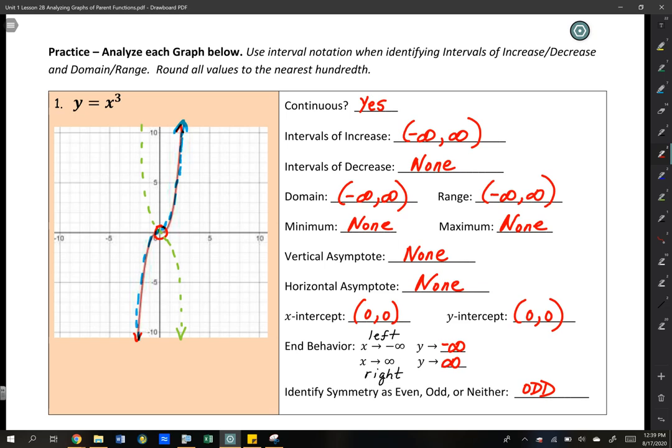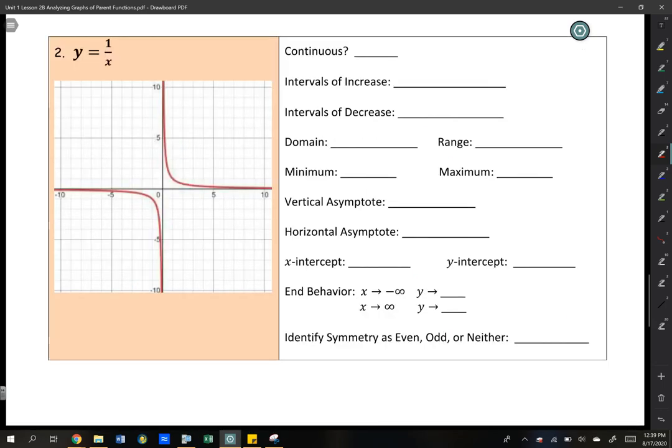All right, what you may want to do is pause the video, try to do numbers 2, 3, and 4 on your own, and then come back and watch what I have to say about those graphs. I also did not just give you the picture of the graph, but I gave you the graph's equation so you could enter it in your calculator. So consider doing that too if you need to.